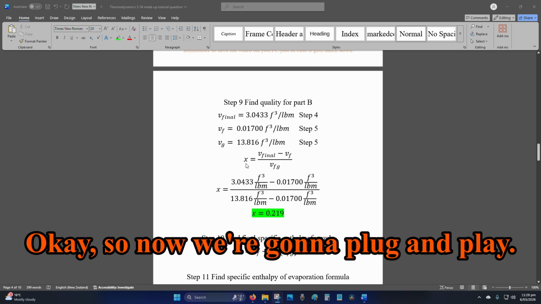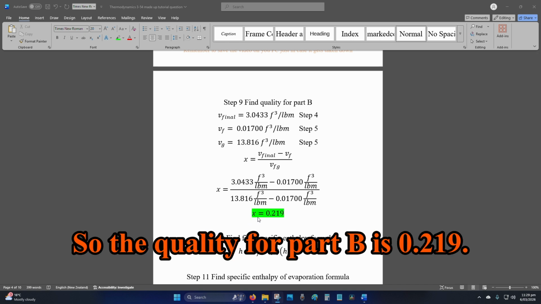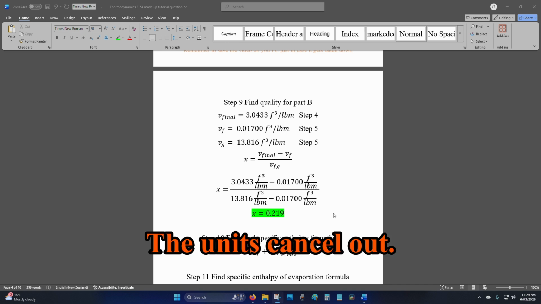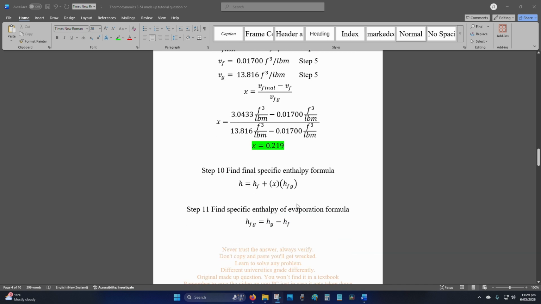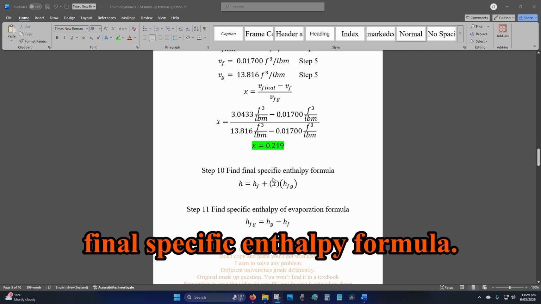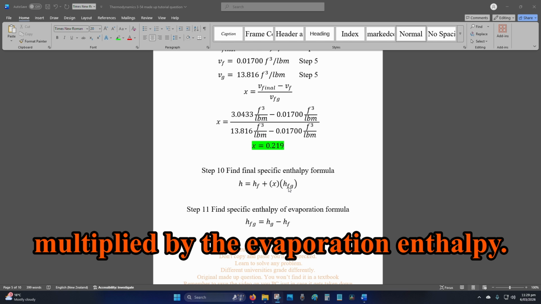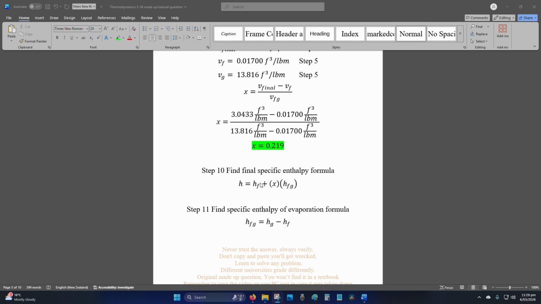Okay, so now we're going to plug and play. So the quality for part B is 0.219. The units cancel out. Step 10, find the final specific enthalpy formula. h is equal to hf plus quality multiplied by the evaporation enthalpy.